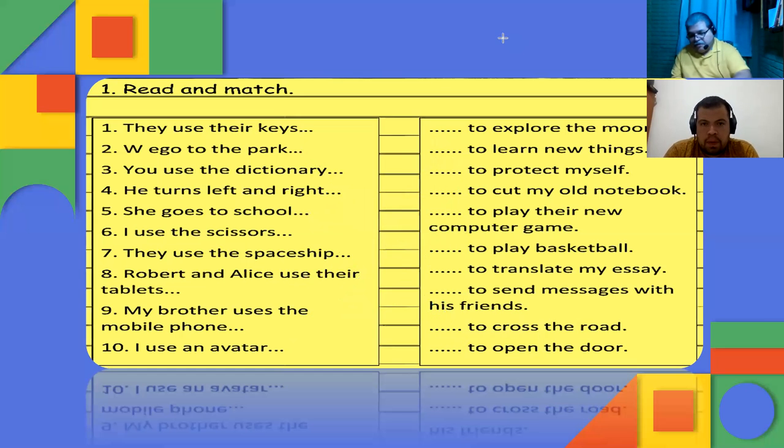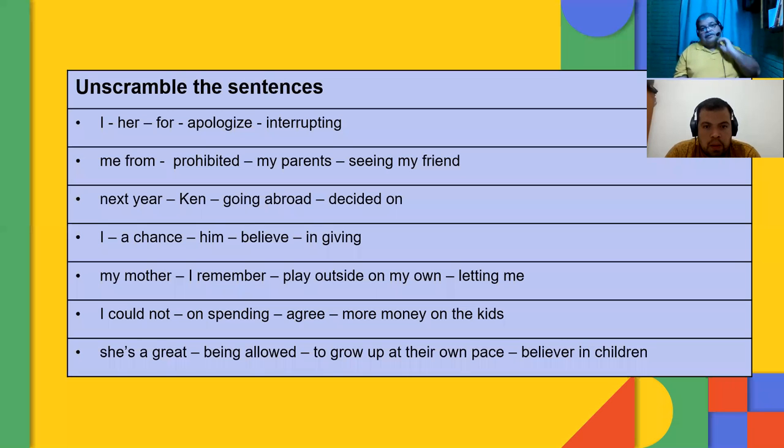Y en la otra. Hay otra actividad por aquí. Ahí está. Esto lo vimos ayer. Ayer creo que no entraste a la clase. Te voy a mostrar en el libro rápidamente de qué se trata.